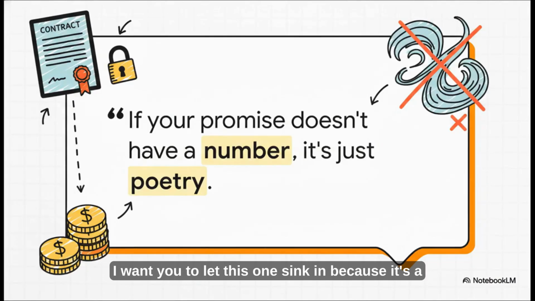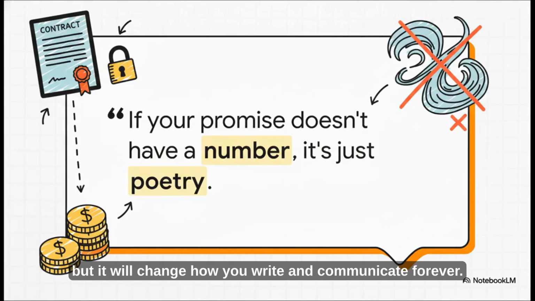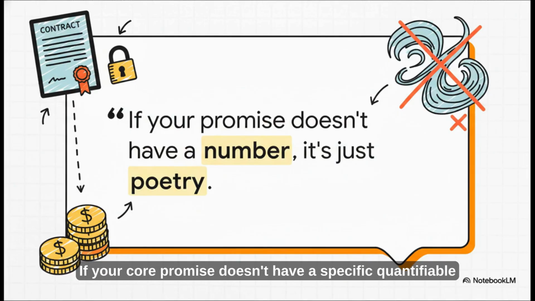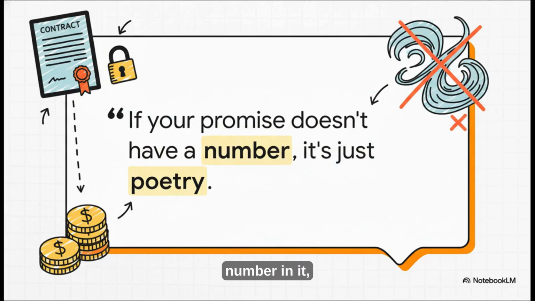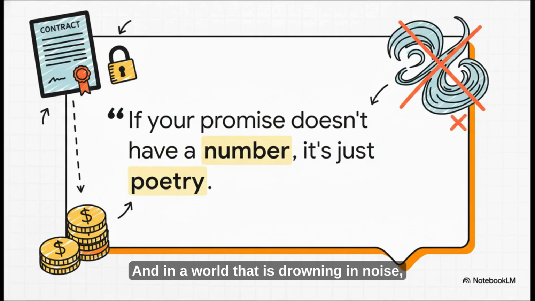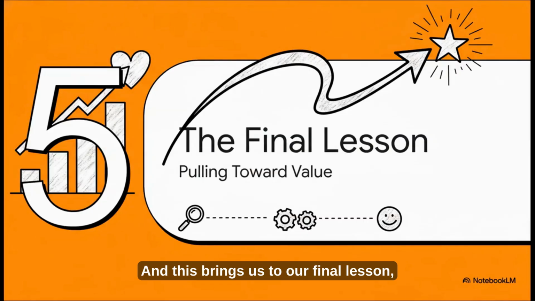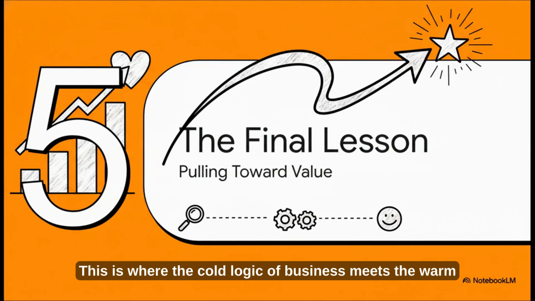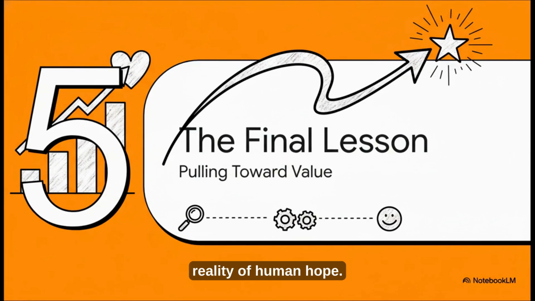I want you to let this one sink in, because it's a simple rule, but it will change how you write and communicate forever. If your core promise doesn't have a specific quantifiable number in it, it's not actually a promise. It's just poetry. And in a world that is drowning in noise, poetry doesn't sell. Contracts do. And this brings us to our final lesson, the core insight of this entire system. This is where the cold logic of business meets the warm reality of human hope. It's about pulling, not pushing.